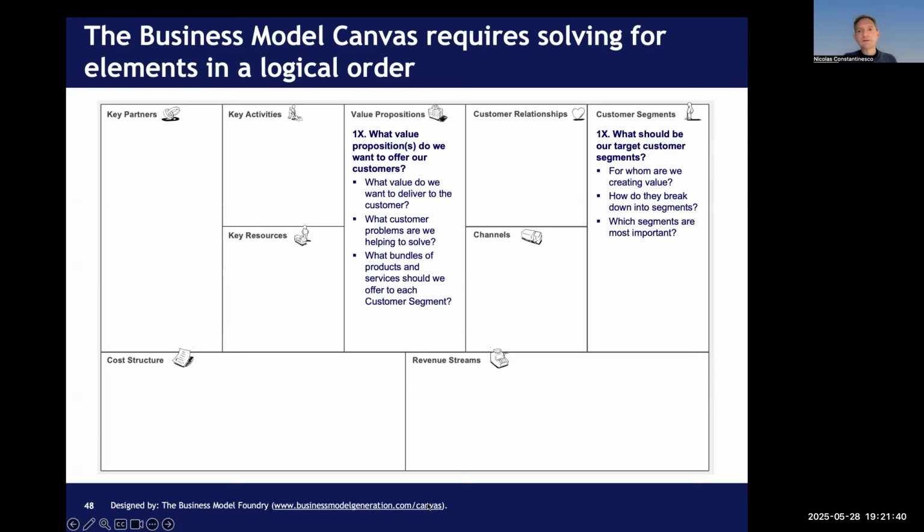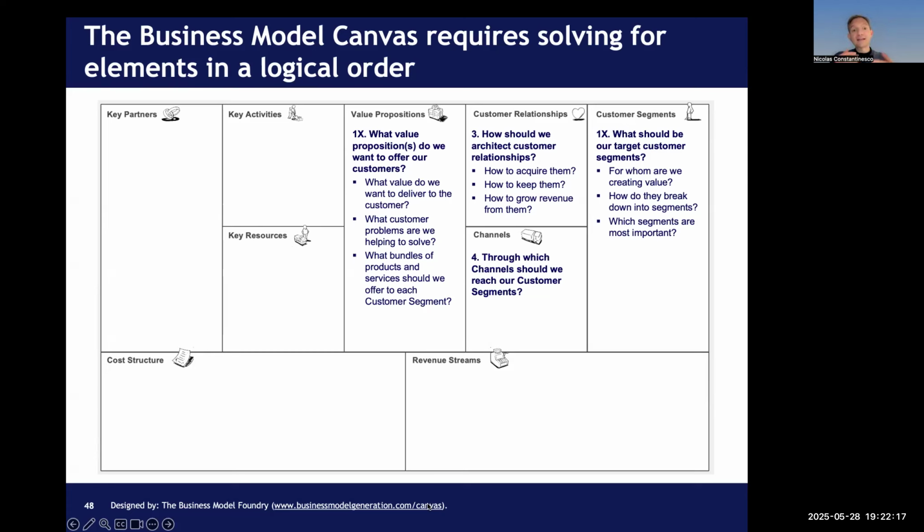Once we figure this out, then we can move on to the next bit, which is what are the channels we want to use to interact with our customers? When we acquire them, how to keep them, how to nurture them, and how to grow revenue from them. Sorry, that's not the channels. That's more like what are the mechanisms that we want to use to acquire them, to keep them, and to grow revenue from them. The mechanisms. Once we figure that out, then we can think what are the channels that we want to use to interact with them and essentially do the things that we want to do with them.